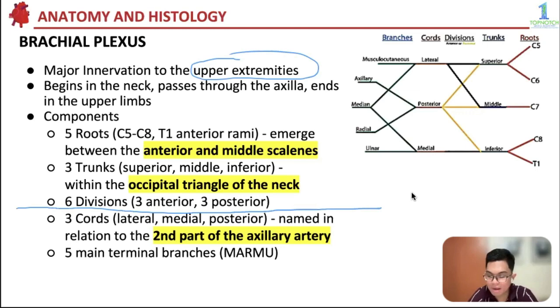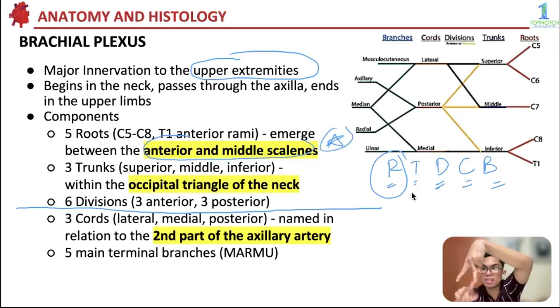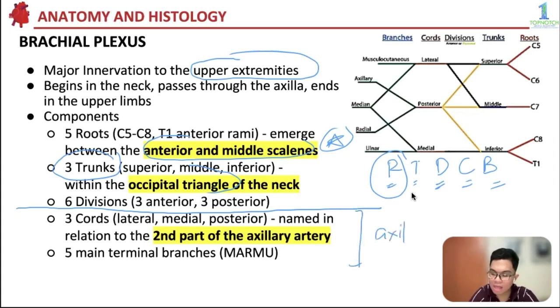So it depends naman sa mga med schools, but in our med school, what we use is rotunda cubao. So roots, trunks, divisions, cords, and branches. So the roots emerge, important na landmark is between the anterior and middle scalene. So ito yung anterior and middle scalene, kunwari, nag-emerge yung 5 roots from there. Okay? 5 roots. And then the 3 trunks are located, as mentioned in the question, the occipital triangle of the neck. Doon sila bumababa hanggang sa axilla. And pag nasa cords level ka na, or some divisions also, that's already accessible through the axilla.